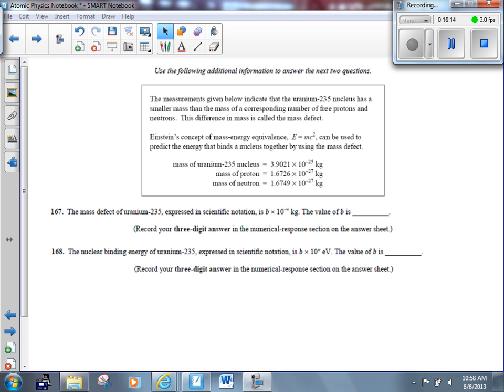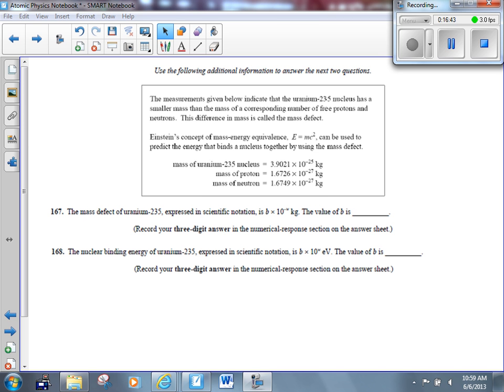We're told that the measurements given below indicate that the mass of uranium-235 is smaller than the mass of the corresponding number of free protons and neutrons. We would expect that, right? We define mass defect in 2 ways. One of the ways, the first way, is the difference in mass between the nucleus and the nucleons. We know that the nucleus weighs less than the nucleons, and that's just telling us what we already know.